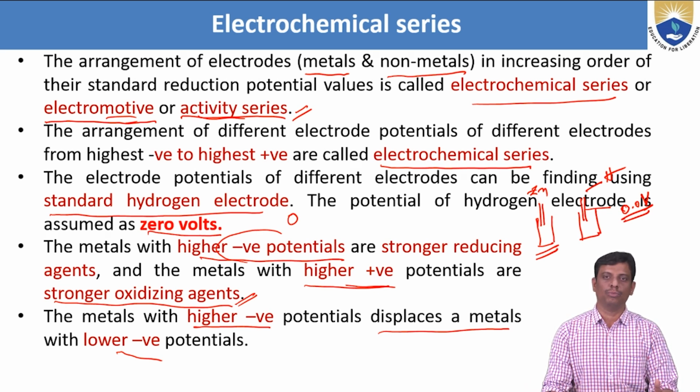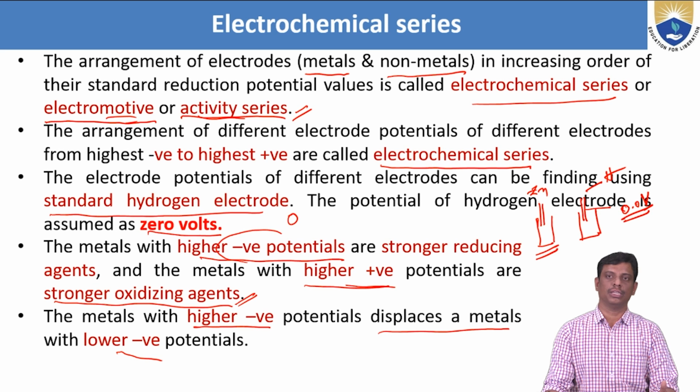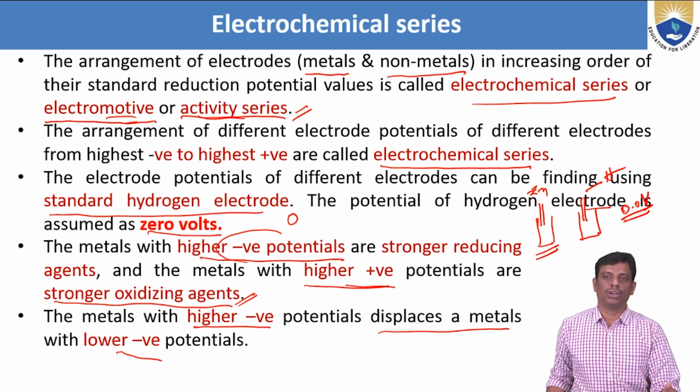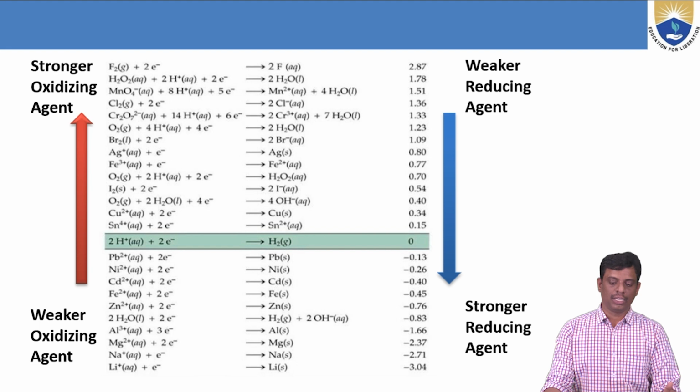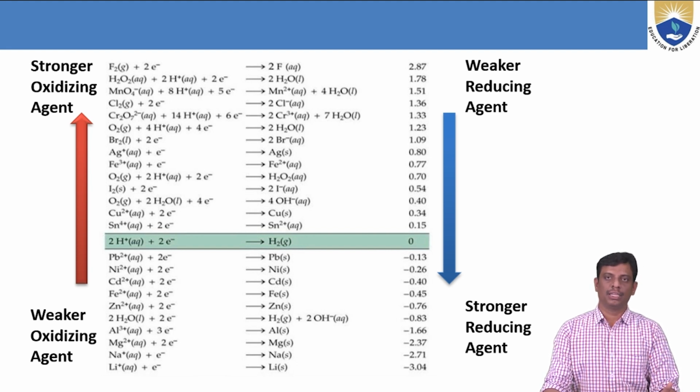We measure the reduction potentials of the electrochemical series using the hydrogen electrode, because the hydrogen electrode always generates zero potential. Based on the hydrogen reference electrode, we measure the potentials of various metallic and non-metallic electrodes, and then arrange them in increasing order. If you look at the table, there are different metals and their reduction potentials.